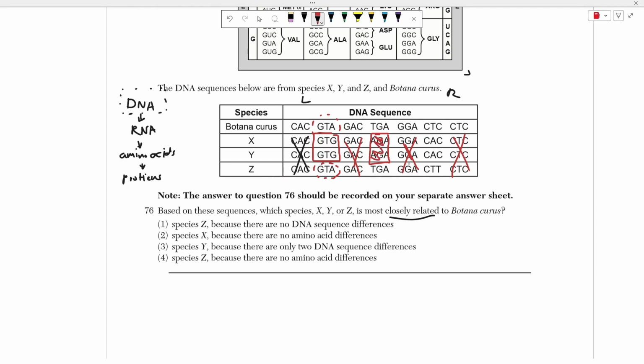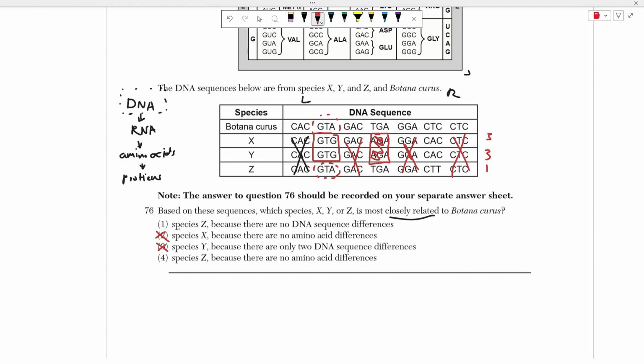Species Z does not have those differences, right? So these have three differences: GTG, AGA, and CAC. That's three differences, and species Z only has one difference, so it's the most closely related one. So we can eliminate choices 2 and 3, and now we're selecting between choices 1 and 4.